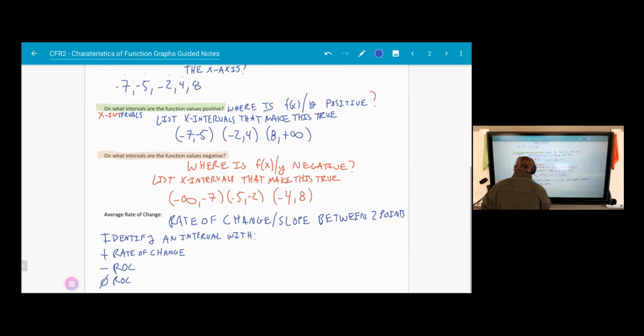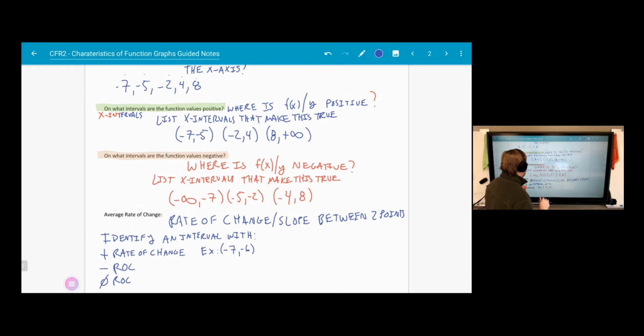So I said -7. So an example would be from -7 to -6. And since it's an interval, I do have to put the parentheses around it. Now, there are an infinite number of positive rates of change in this one.